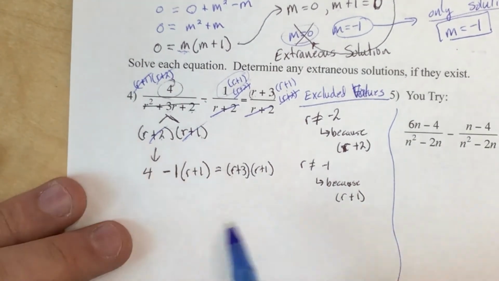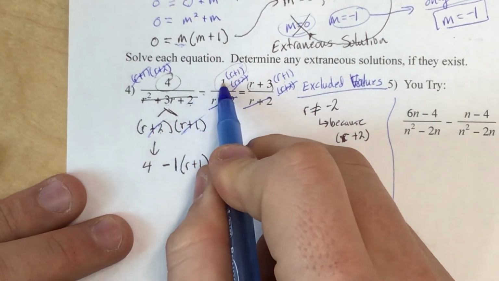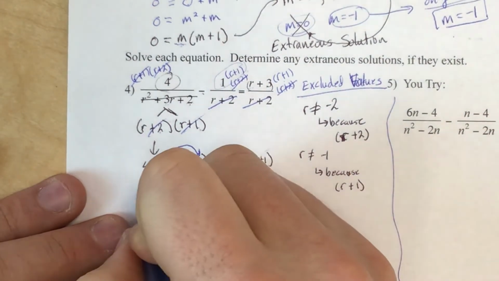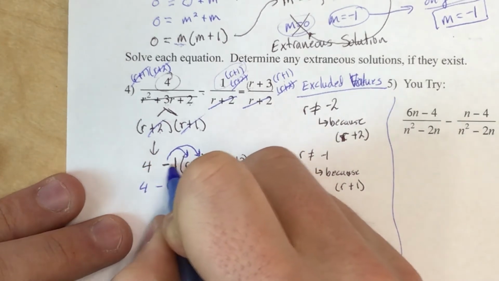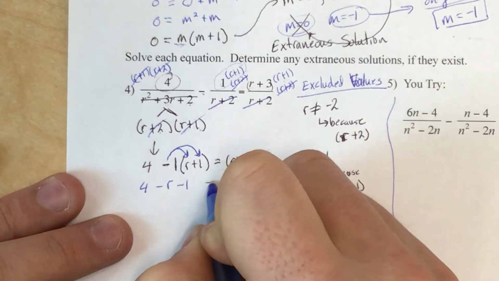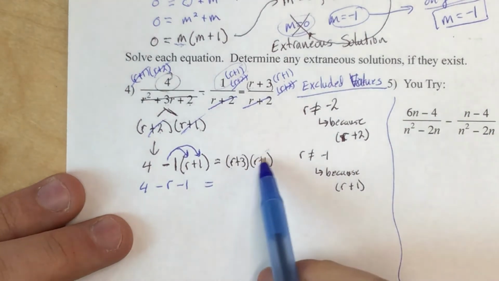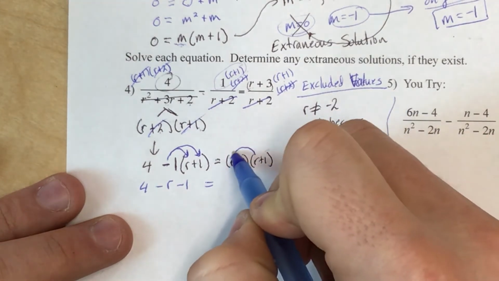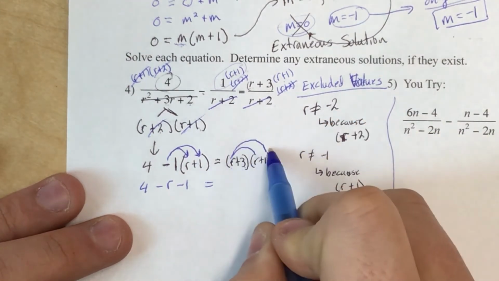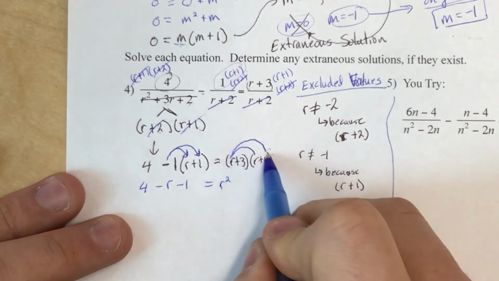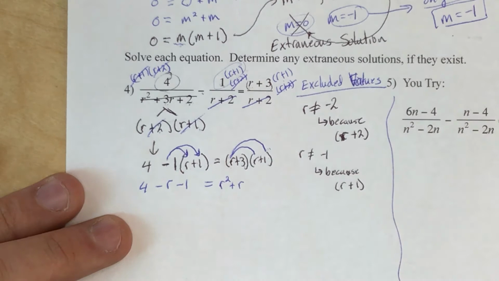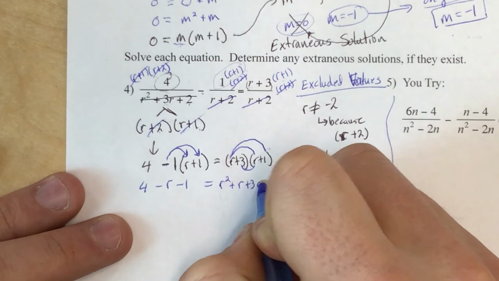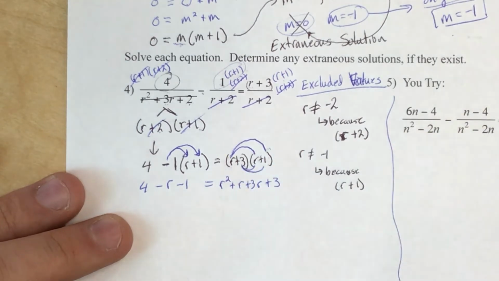Since we are subtracting 1 times this number, we have to distribute that -1 into both of these. So this really becomes 4 minus 1r, and then -1 times 1 is a -1. That is equal to the multiplication of r plus 3 and r plus 1. Well, r plus 3 times r plus 1 requires the FOIL method, so I'm going to multiply r times r to get r squared, and then r times 1 to get plus 1r. Then I have to do the same thing with the 3: 3 times r is plus 3r, and 3 times 1 is plus 3.